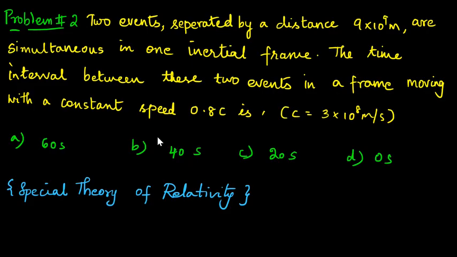And let's see our next problem, which is from special theory of relativity. I have already solved this. So there are two events separated by a distance that are simultaneous in one inertial frame. So two events are occurring in one inertial frame at the same time. The time interval between these two events in a frame moving with a constant speed 0.8c is. So we have to find the time interval in the other frame of reference.